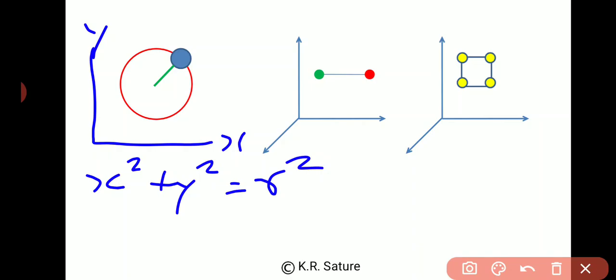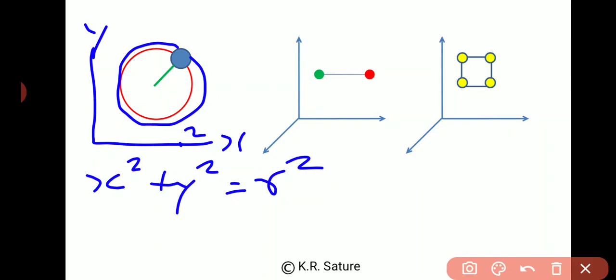Now what if the particle is constrained to move along the circumference of the circle? What does it mean? That we are giving a restriction to the motion of the particle. The particle is allowed only to move on the circumference of the circle. So if I want to guess the position of that particle, what could it be? If I have one coordinate, that is the x coordinate, let's say it is here 2.